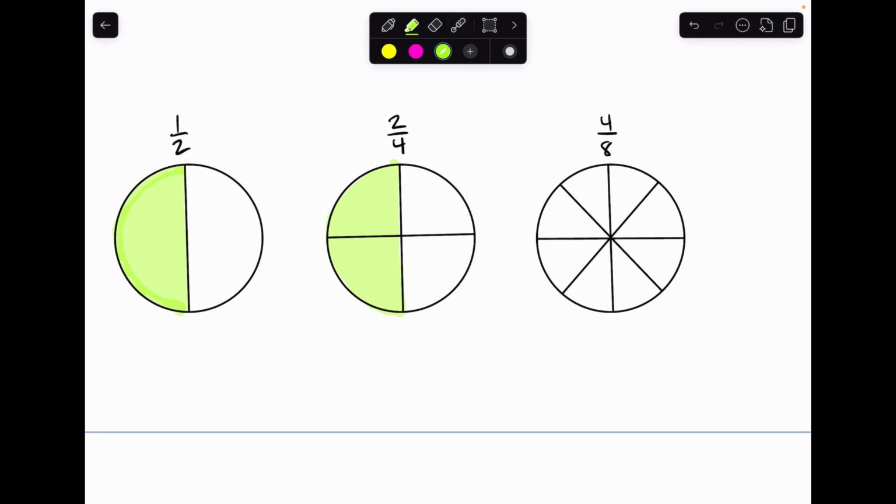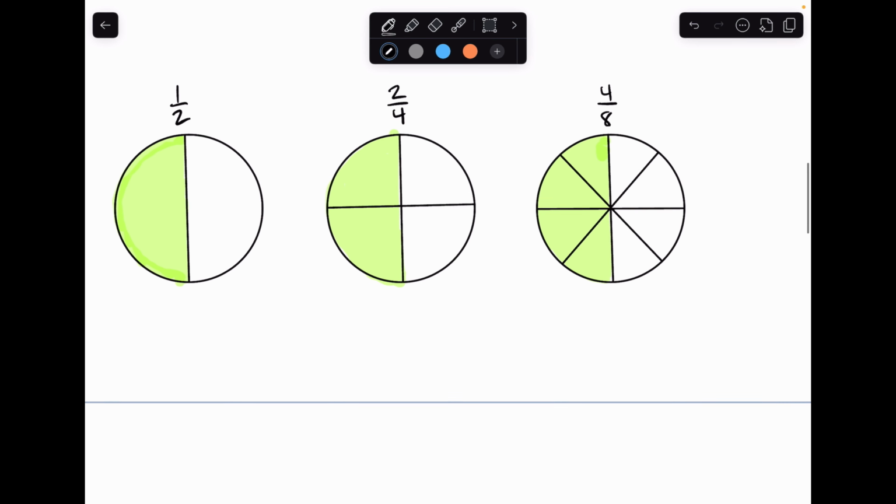If you look and compare 1/2 to 2/4, they represent the same amount of that circle. So let's look at 4/8. There are 8 pieces in total, and I have 4 of them on my plate. So I have 4/8. Comparing 1/2 to 2/4 to 4/8, they all represent the same amount of space. These fractions are equivalent. So how do I find the equivalent fractions?